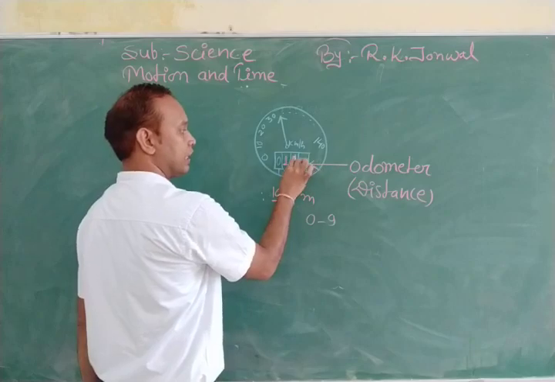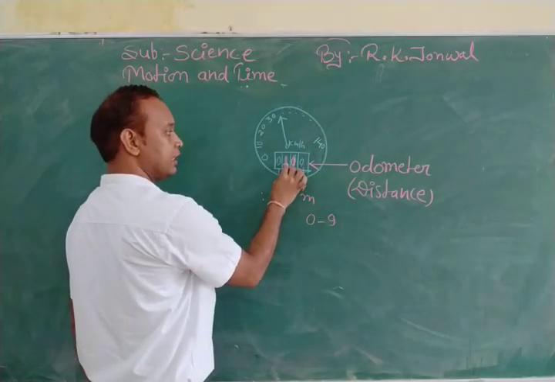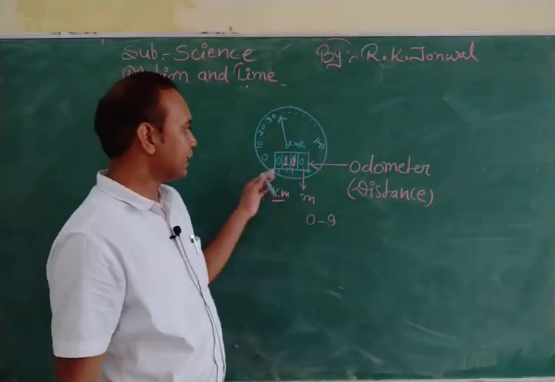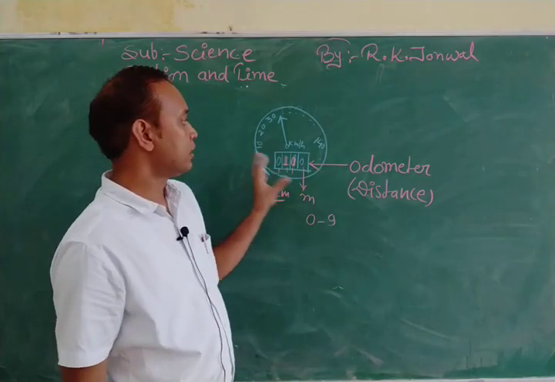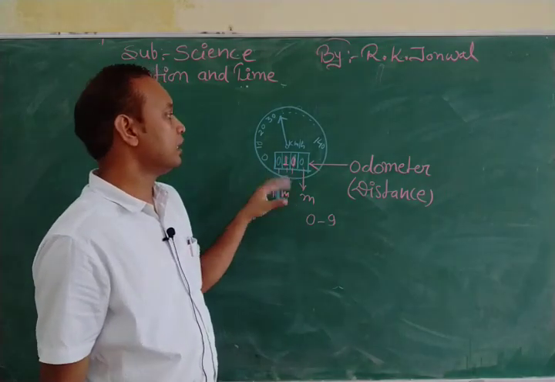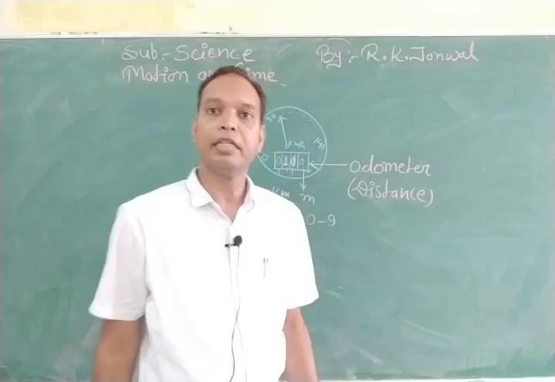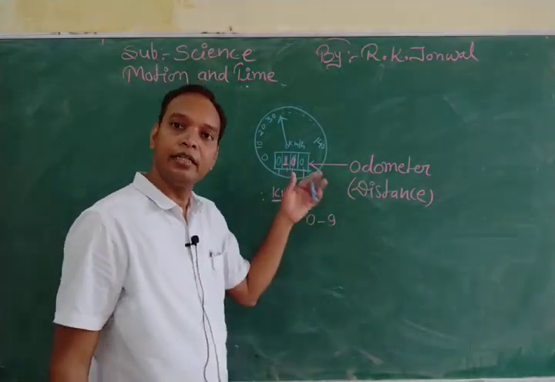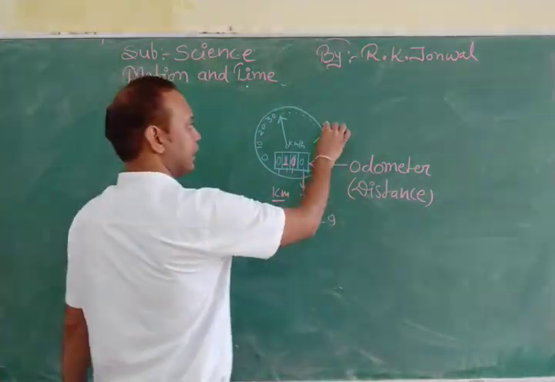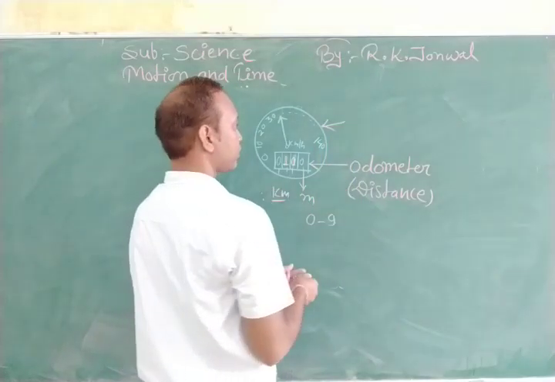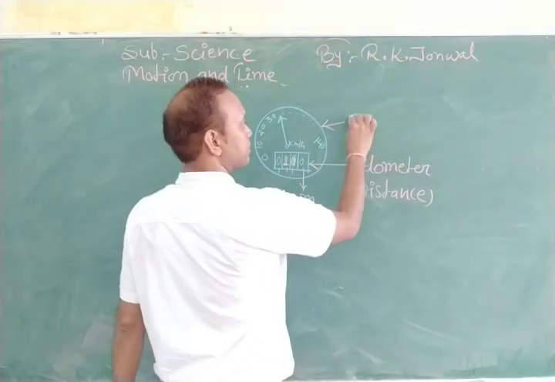Then after this number reaches up to 9 and again becomes 0, then 1 comes and here is 0. That means that is 10 kilometers. So like that, this instrument informs us how much distance is covered by that vehicle. That instrument is called speedometer.